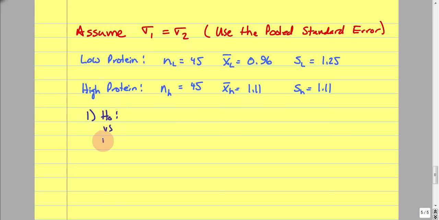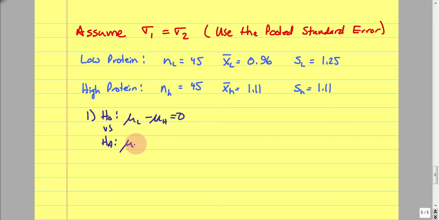HO versus HA. We want to just check to see if there's any difference in the means at all. So mu sub 1 minus mu sub 2 equals 0. But again, it makes it easier to keep track if we think low and high. So low protein minus high protein.